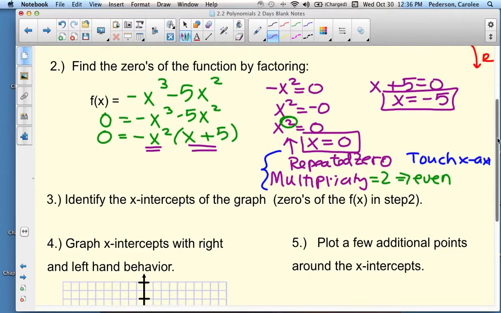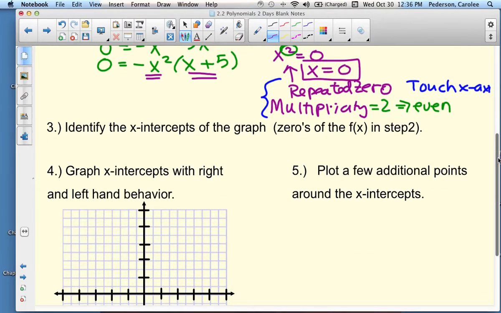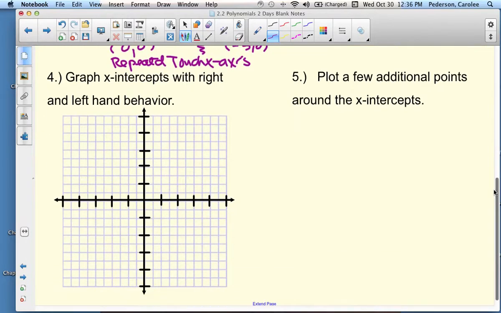So step 3 is to identify the x-intercepts. I have an x-intercept at 0, 0, which is a repeated 0, multiplicity of 2. So it's just going to touch the x-axis. It will not go through. And I have an x-intercept at negative 5, 0. Step 4 is to graph those x-intercepts and then the end behavior.